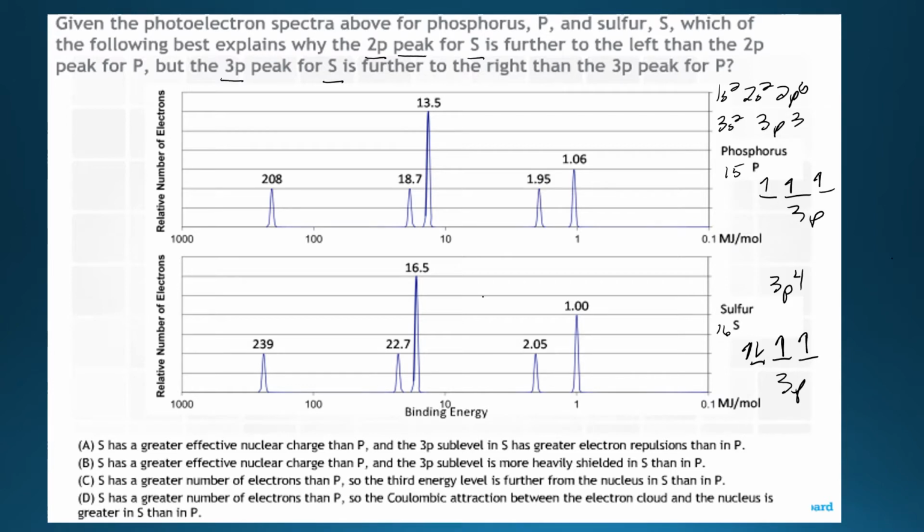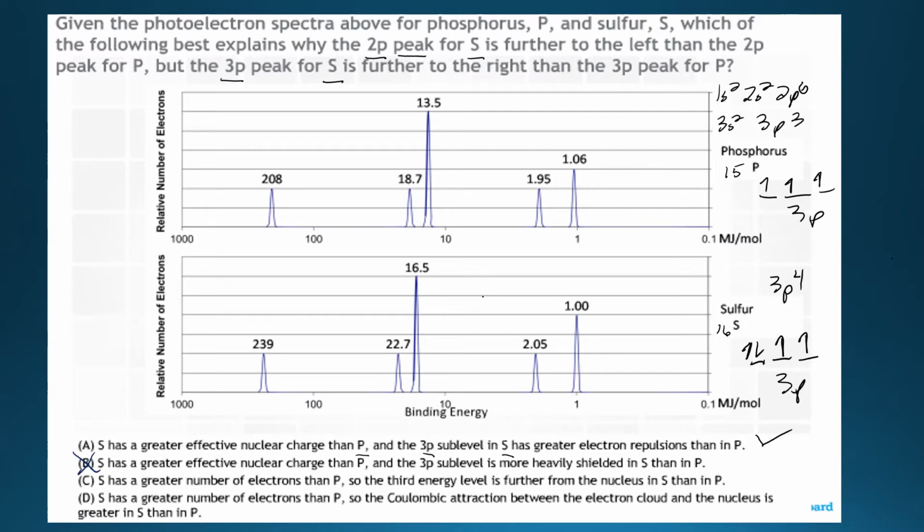Looking at our reasoning, for A: sulfur has a greater effective nuclear charge than phosphorus. That is true. It has more protons. And the 3p sublevel in sulfur has greater electron repulsions. That is definitely true. Let's see if there's a better answer. For part B, sulfur has a greater effective charge than phosphorus, still true, and the 3p sublevel is more heavily shielded in S than in P. That is not true. They both have the same shielding.